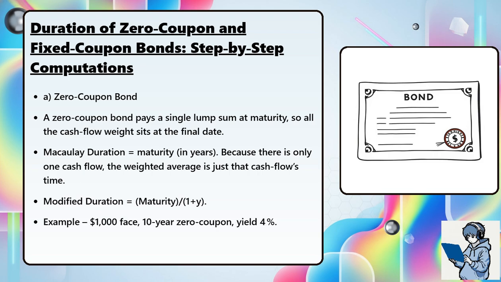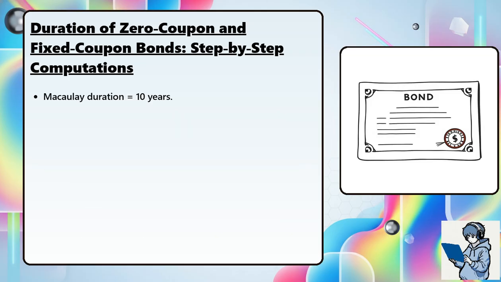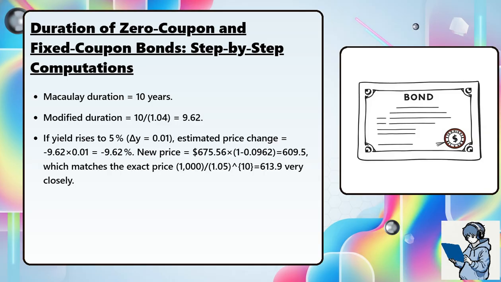Example: $1,000 face value, 10-year zero coupon, yield 4%. Price equals 1,000 divided by 1.04 to the 10th power equals 675.56. Macaulay duration equals 10 years. Modified duration equals 10 divided by 1.04 equals 9.62. If yield rises to 5%, delta y equals 0.01, estimated price change equals negative 9.62 times 0.01 equals negative 9.62%.